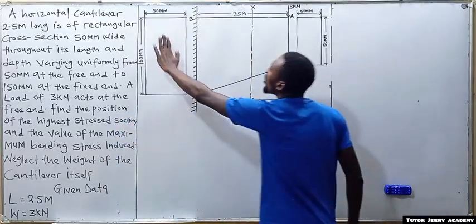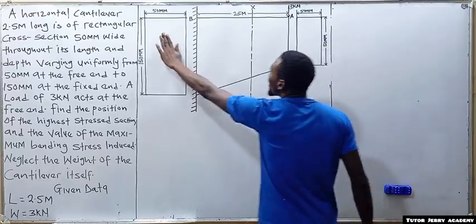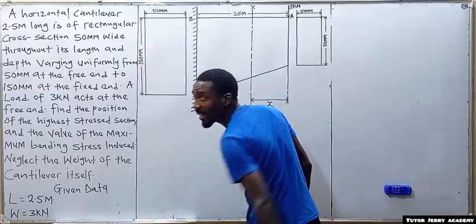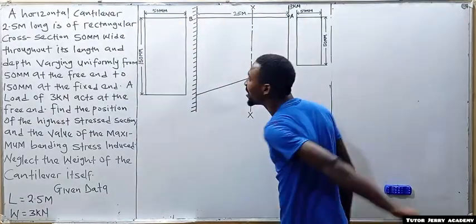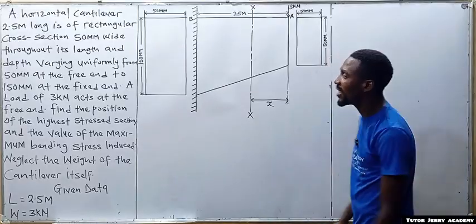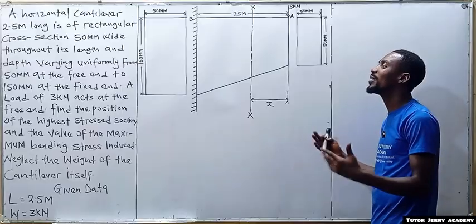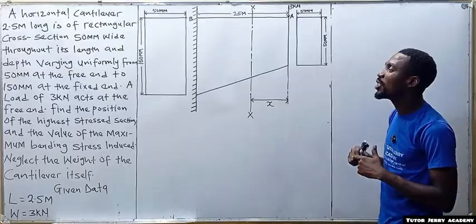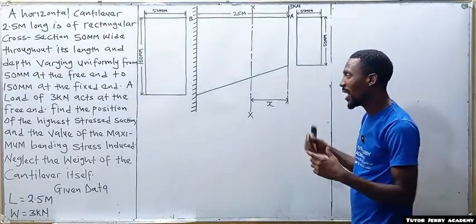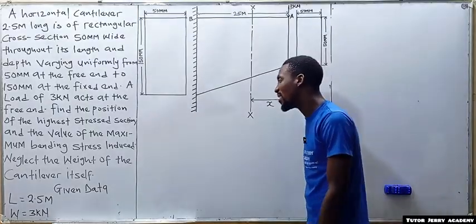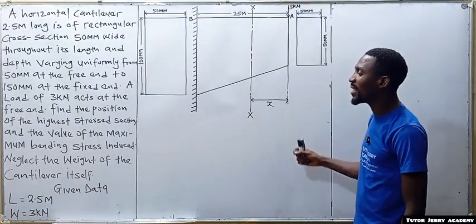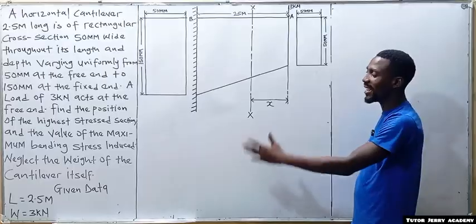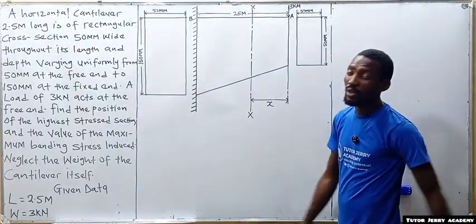And at this other end, we have a rectangular section which is 50 mm wide and 150 millimeter deep. So that is what the question is saying. It said a load of 3 kilonewton at the free end. Find the position of the highest stress section and the value of the maximum bending stress induced. Neglect the weight of the cantilever itself. I've given us the given data there. I just bring out the length and the load, which is 3 kilonewton.